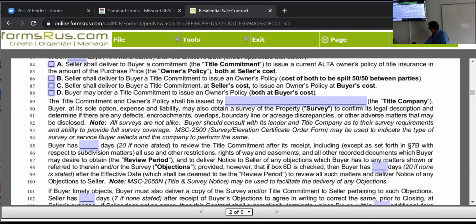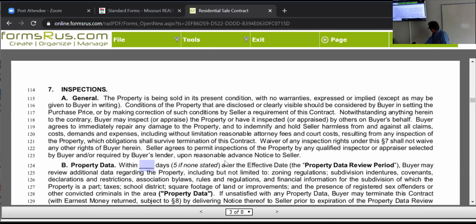All right, we're going to page 3. Paragraph 7, inspections, A through F here. Generally, the house or property, residential property, farm, whatever it might be, is being sold in its present condition with no warranties expressed or implied, except as may be given to the buyer in writing. But basically what this says is, look, you're buying it as is at this point. And so you need to take that into account when you're making your offer.